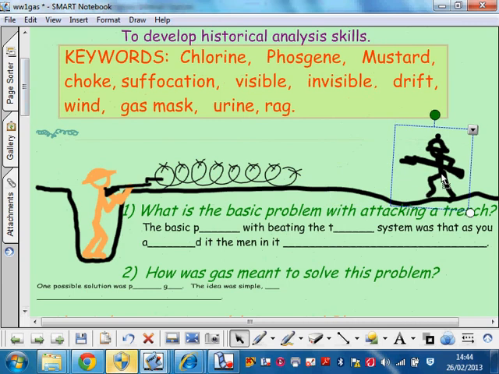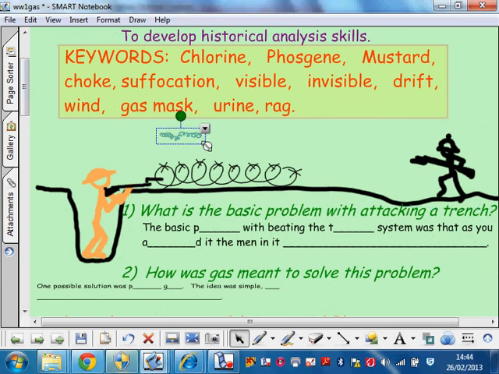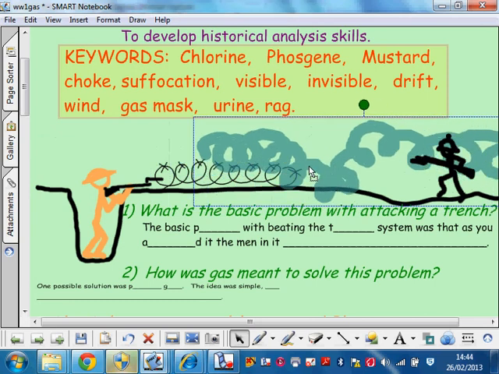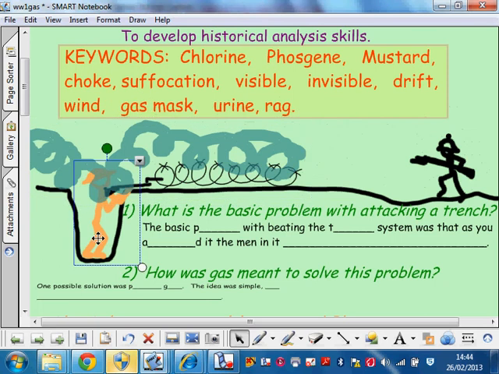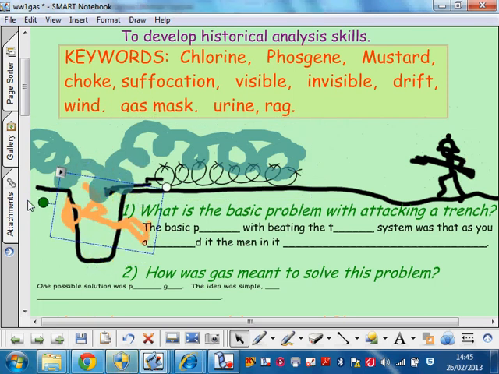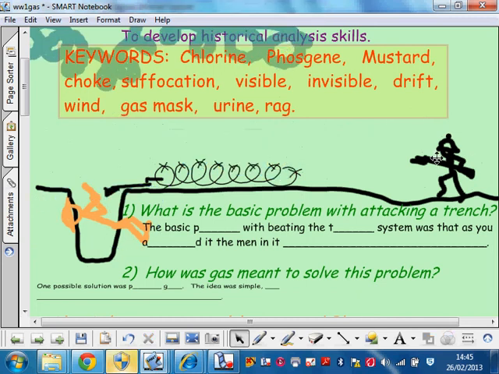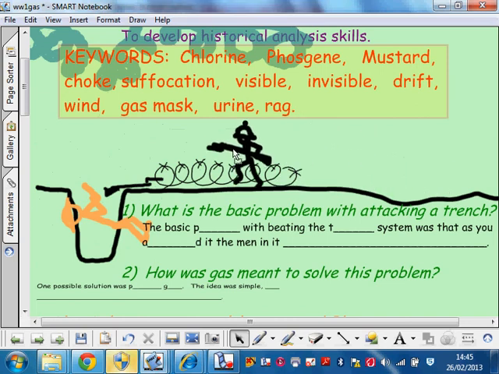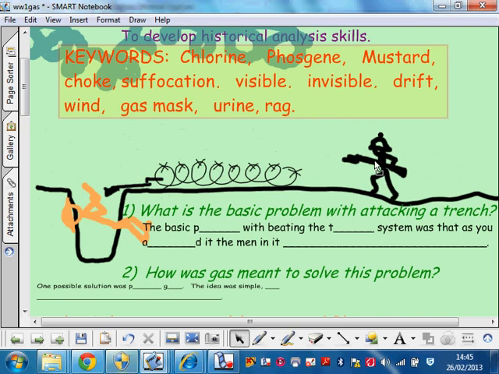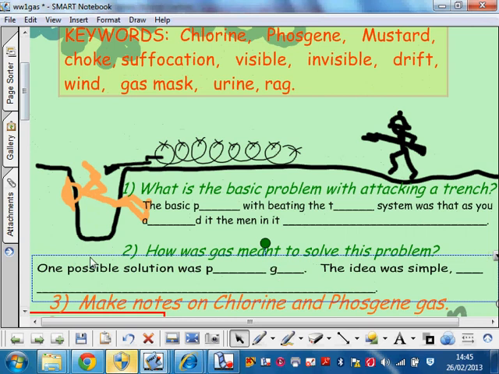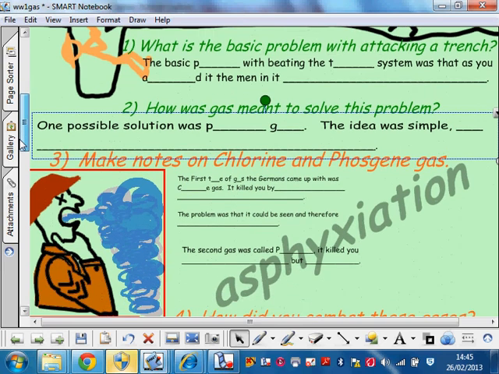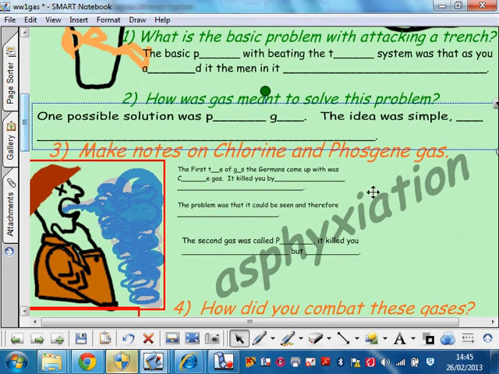Now, how is gas meant to solve this problem? Yeah? The idea is, if you're the Germans, you release the gas, it drifts to the British trench, and then takes out the British soldier. Once that's happened, the gas goes away, and you can cross no man's land without being shot. That's the problem, and this gas mask is a solution. Yeah? Explain all that, please.